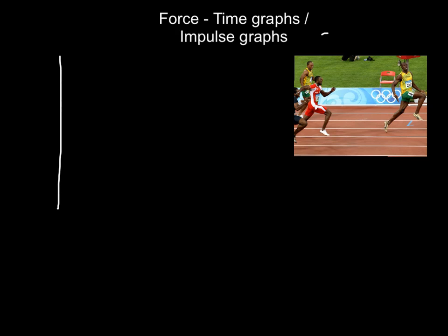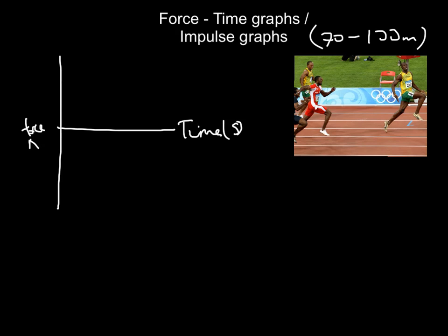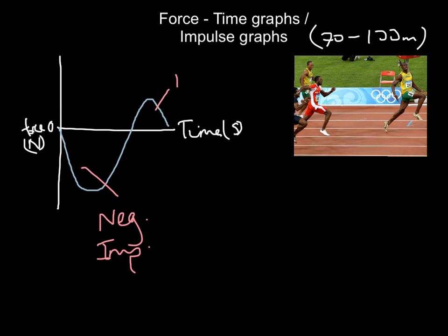I should just quickly write in there. So we're looking at 70 to 100 metres. Okay, so let's write, oops, got that one a bit wrong. See how easy it is to make the mistakes. Let's get time in there in seconds, and force in newtons. Because he's now decelerating, he's slowing down, the negative impulse is going to be much greater than the positive impulse. Okay, so there's negative impulse again, and there's positive impulse.